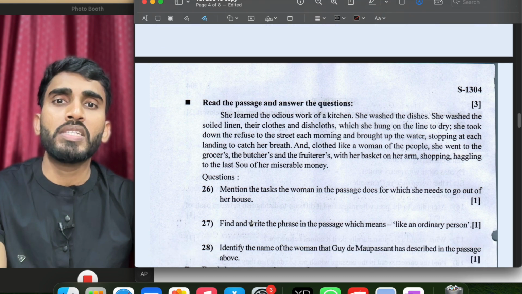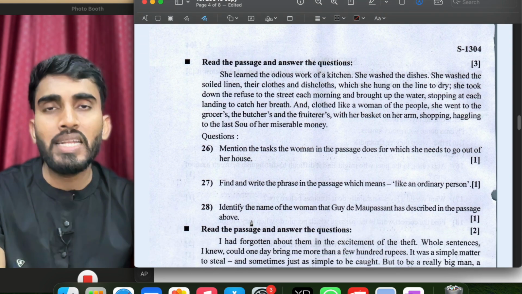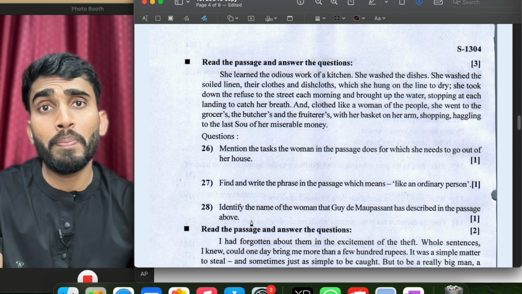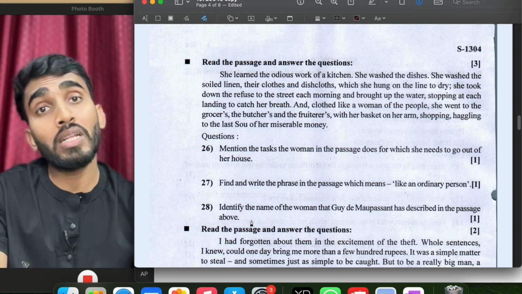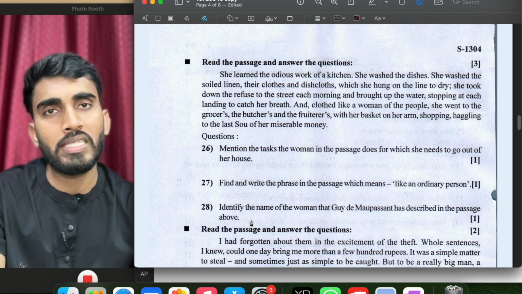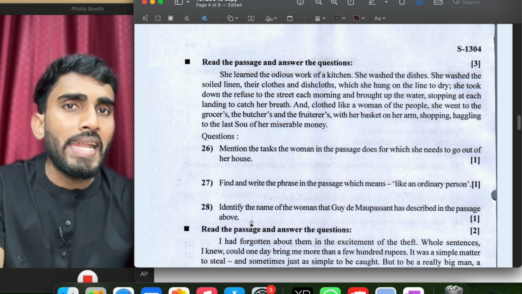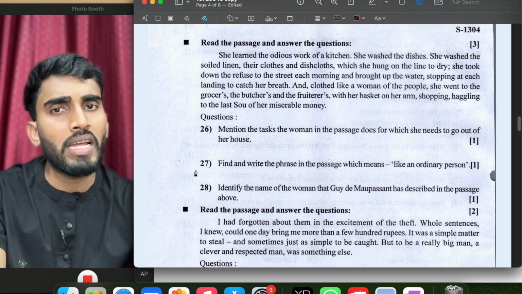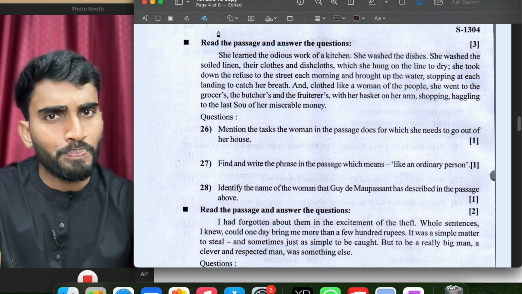Then after finishing this, you are going to have again a comprehension reading part. This passage is going to come from your supplementary reading book, that is Footprints Without Feet, any unit from that. So again, read it quietly, carefully, and then attempt the 3 questions.